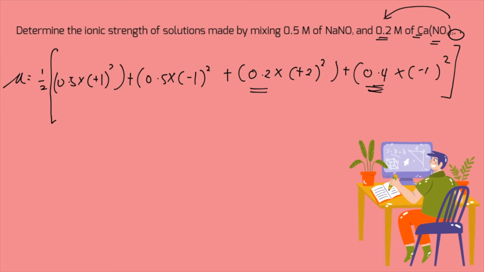charge on the ions, for the NO3 is actually -1. So make sure that you did this right. After you have calculated using your calculator, you should get mu equivalent to half times 2.2. So your mu should be equivalent to 1.1 molar.